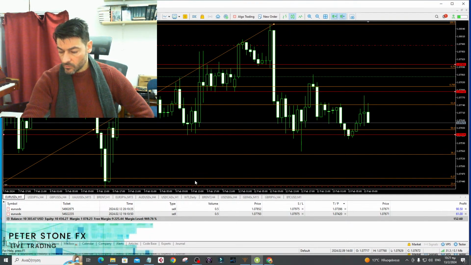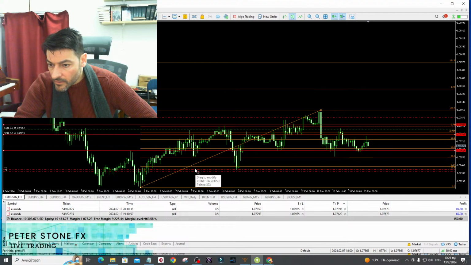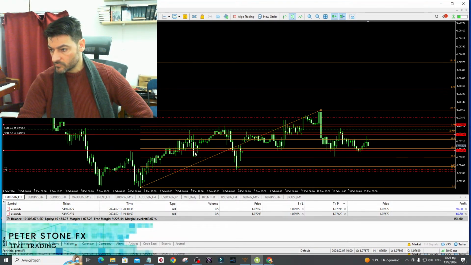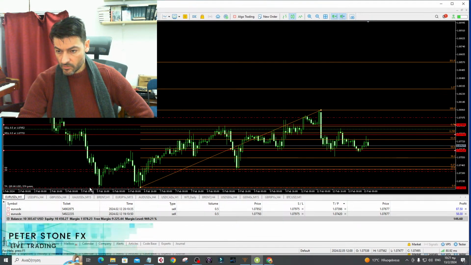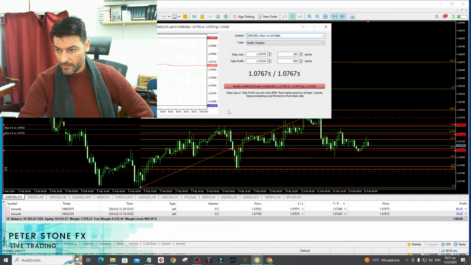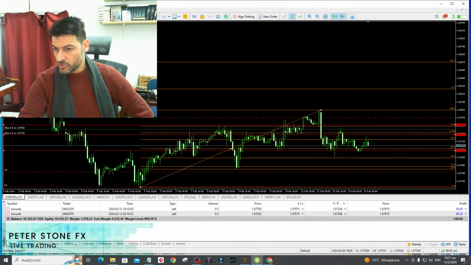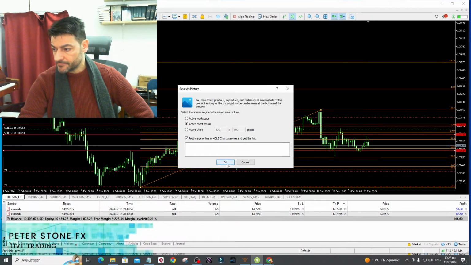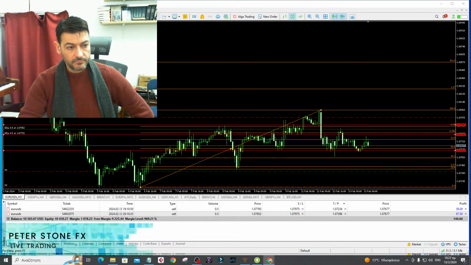It's 186. The 186 I will place under the equal low. So I am modifying the position so that I will have here the first take profit at 228, not bad at all. I'm right now at 150. I'm journaling it. Screenshot.